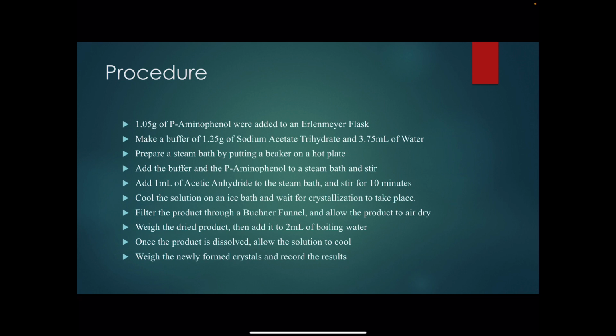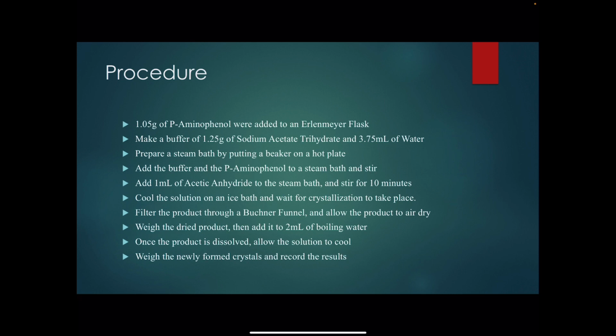After you add the aminophenol to an Erlenmeyer flask, you're going to make a buffer solution of 1.25 grams of sodium acetate trihydrate and 3.75 milliliters of water. Then you're going to prepare a steam bath by putting a beaker on a hot plate and adding the aminophenol followed by the buffer solution, and then you're going to stir for a few seconds.